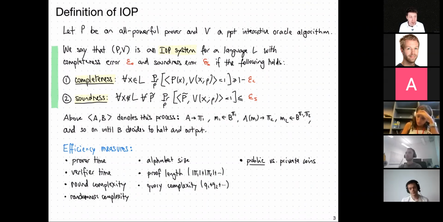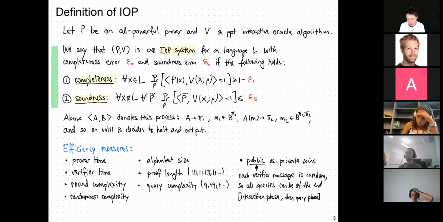Because there's interaction, we can distinguish between public and private coins. Again, this is different from a PCP because you have an interaction. And one interesting thing to note is that in a public coin IOP, each verifier message is random. So all the queries can be postponed till the end.